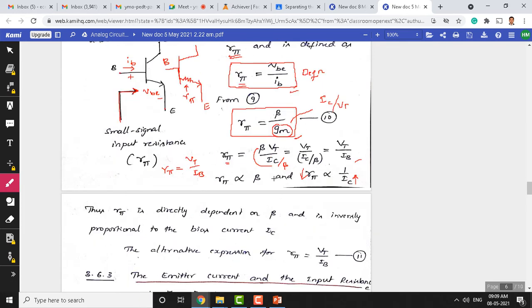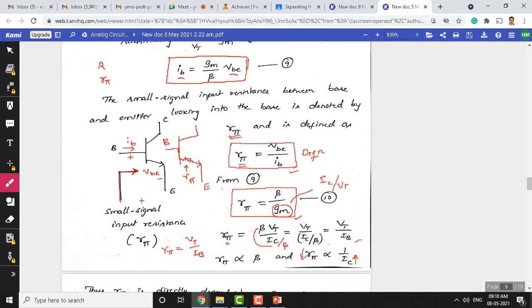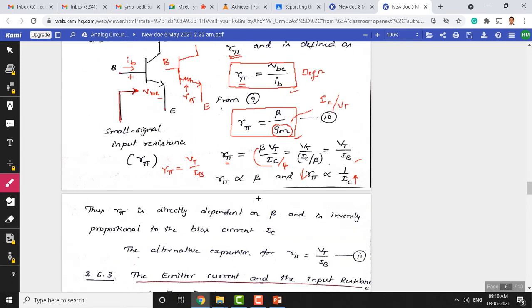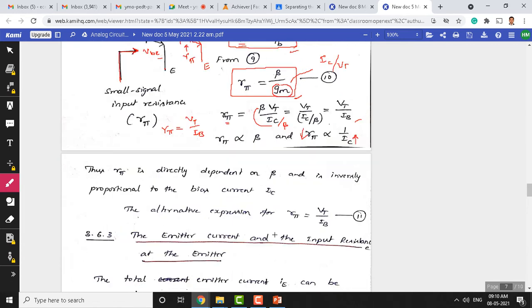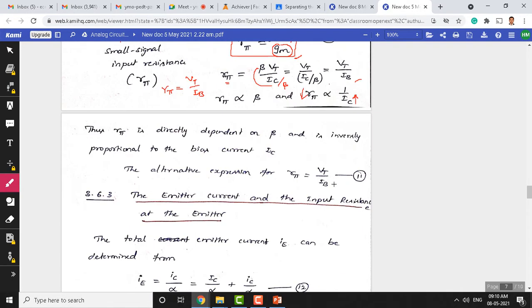All right, later on we will see the application of this R pi, but I suggest you remember the definition, and then the related formulas associated with this. Thus R pi is directly dependent on beta and inversely proportional to the bias current IC, as we already said. The alternative expression for R pi is VT by IB. This we have already shown here. You just remember these equations. This is labeled as equation 11.